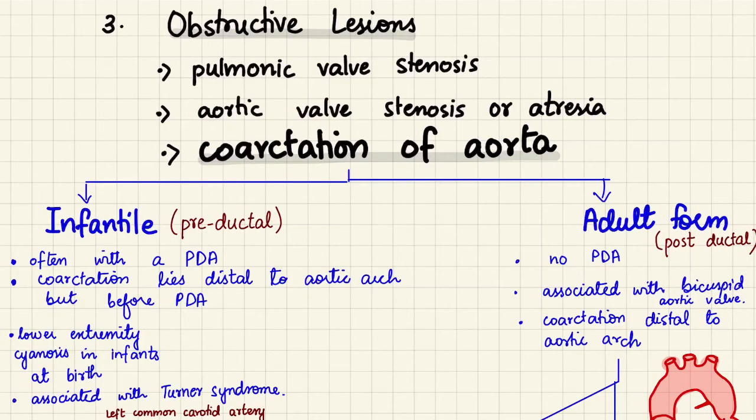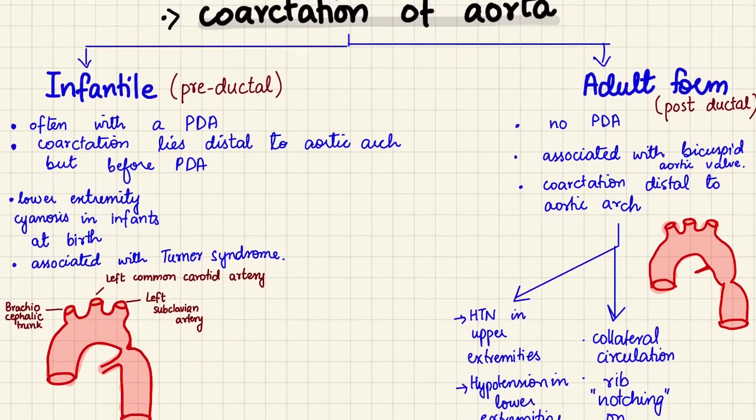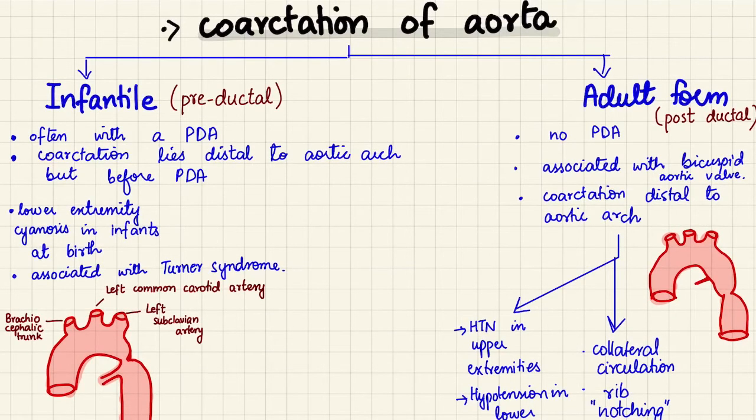And lastly, the third type of congenital heart defects are obstructive lesions. We can have pulmonary valve stenosis, aortic valve stenosis, or complete atresia, and coarctation of aorta. Now, there are two types of coarctation of aorta. First is the infantile form, which is preductal, and the other is the adult form, which is postductal. We call it postductal, but there is no PDA in this case.